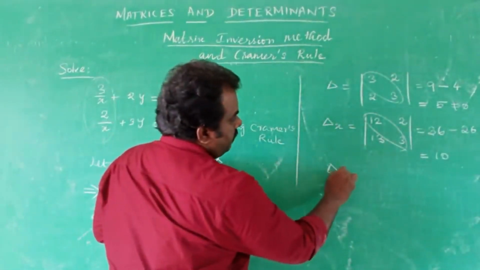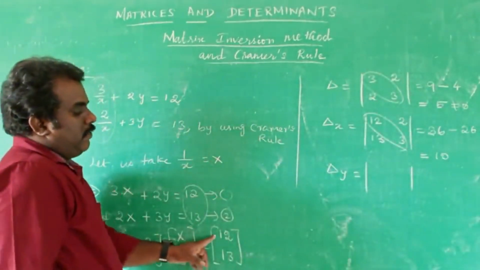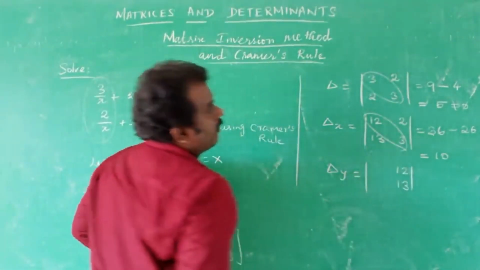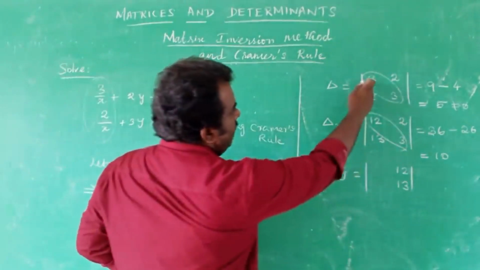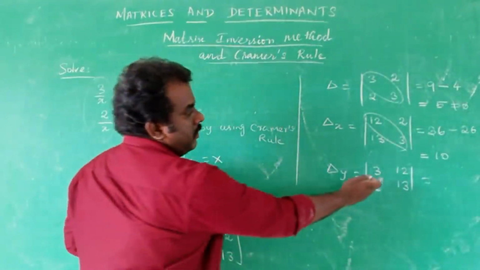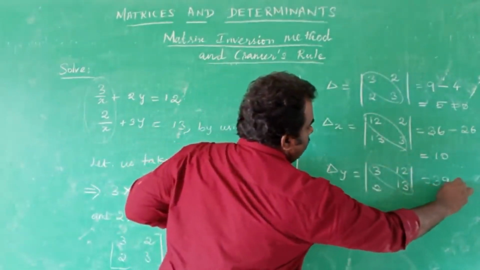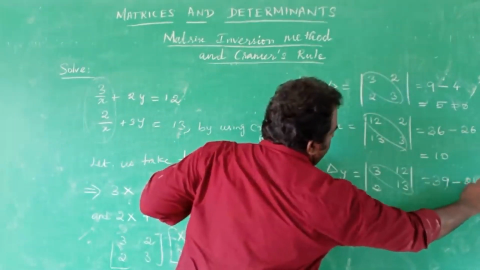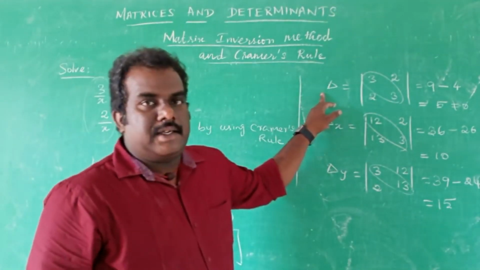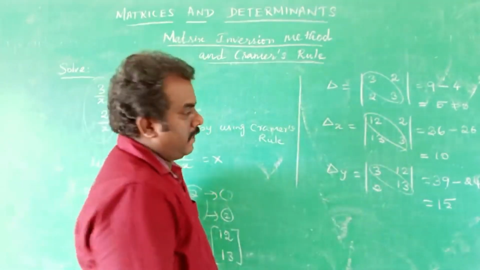Next we go for delta y. In delta y, substitute the b values 12 and 13 in the second column of the given coefficient matrix and take the remaining elements as usual, 3, 2. Now take the determinant of this 2 by 2 matrix: multiply the leading diagonal, 3 times 13 is 39, minus 2 times 12 is 24. I get the value 15. Now delta is equal to 5, delta x is equal to 10 and delta y is equal to 15.